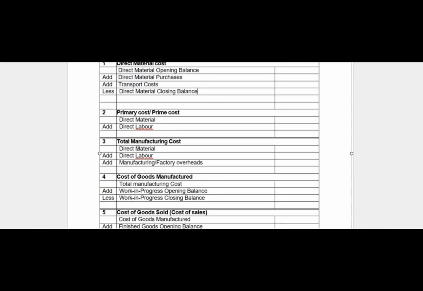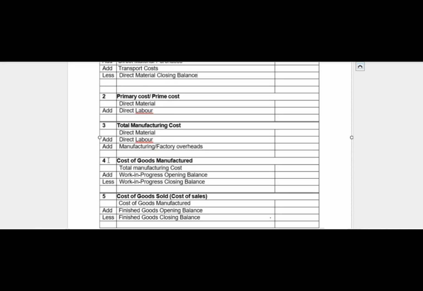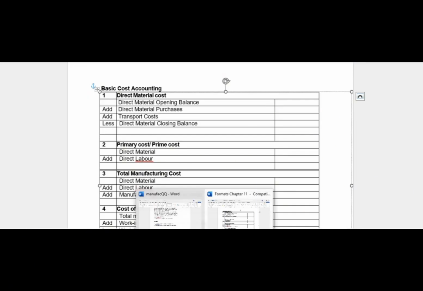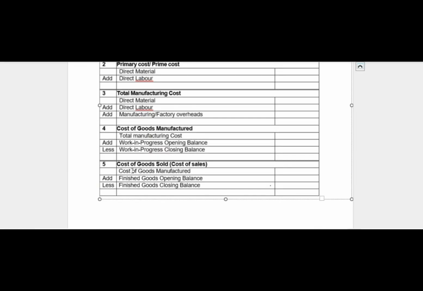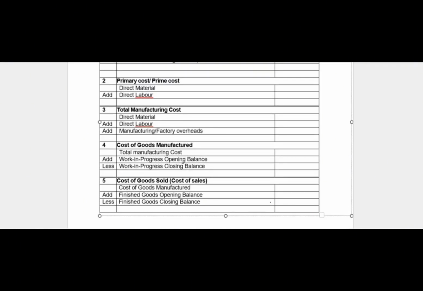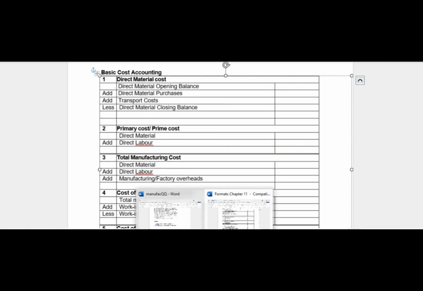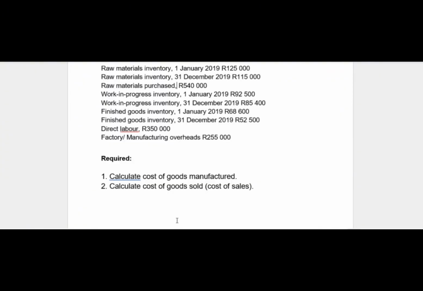Remember, the formula only asked us to calculate the two, right? But we had to do everything from there because we need all of this to calculate the final questions: cost of goods manufactured and cost of goods sold, right? So let's go to the question again so that we can put everything in our format.